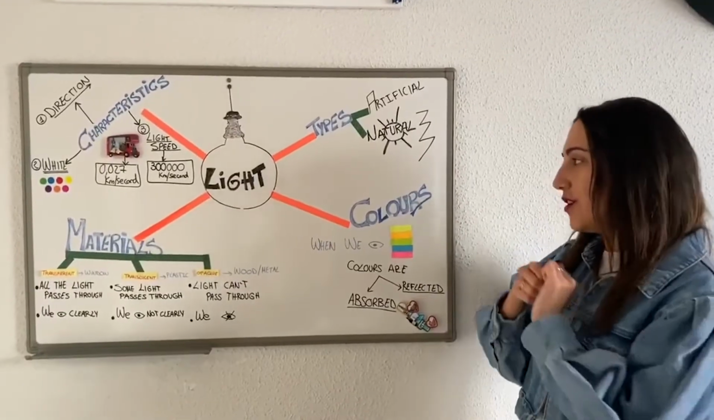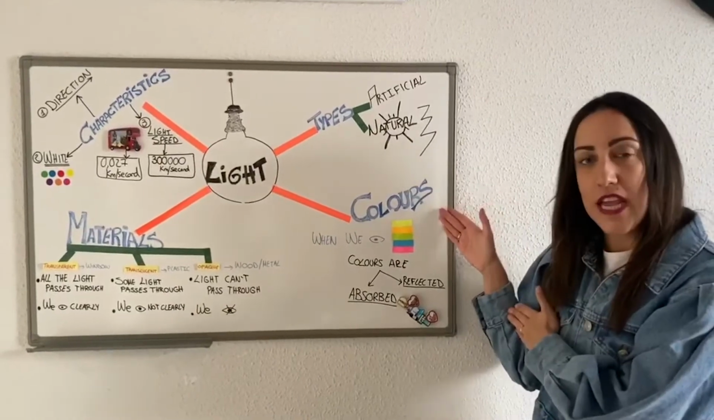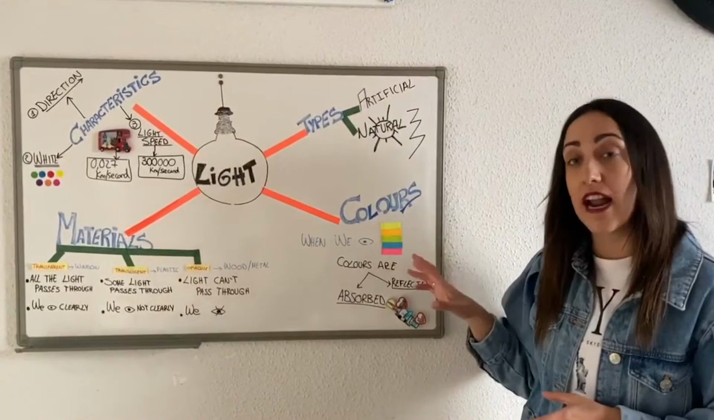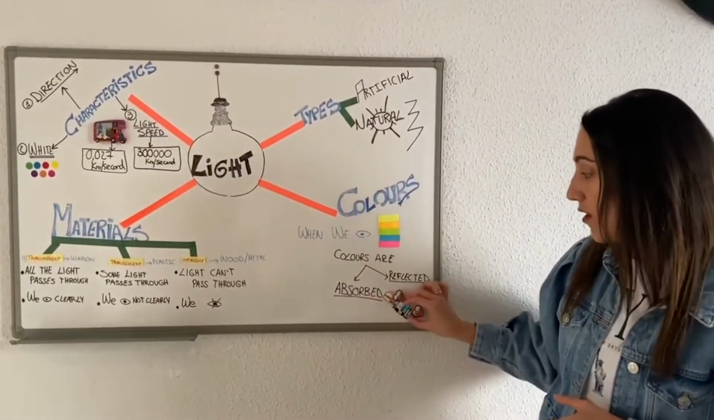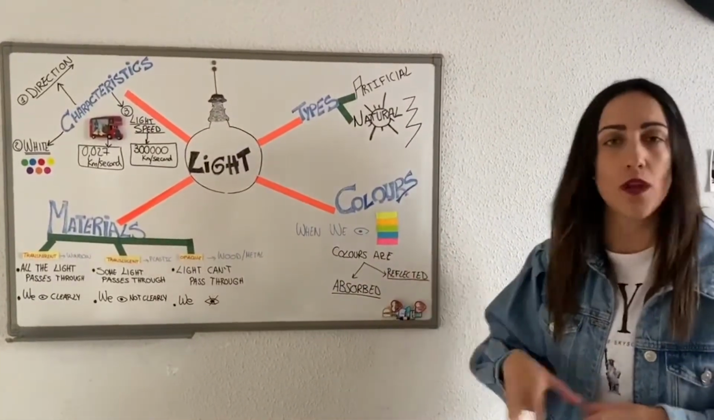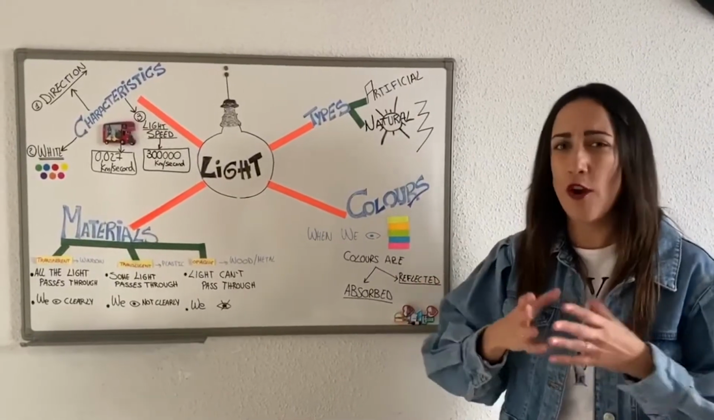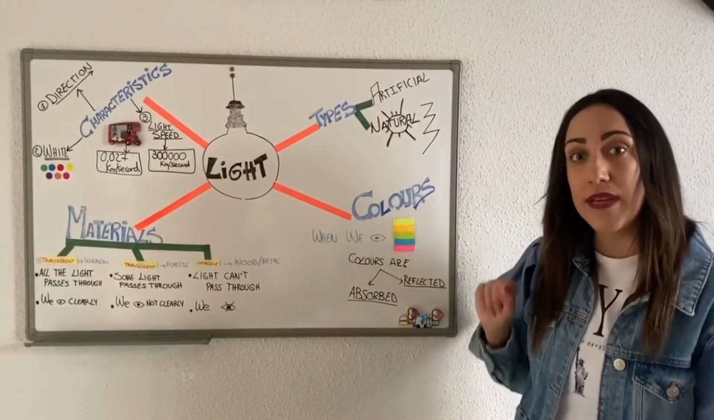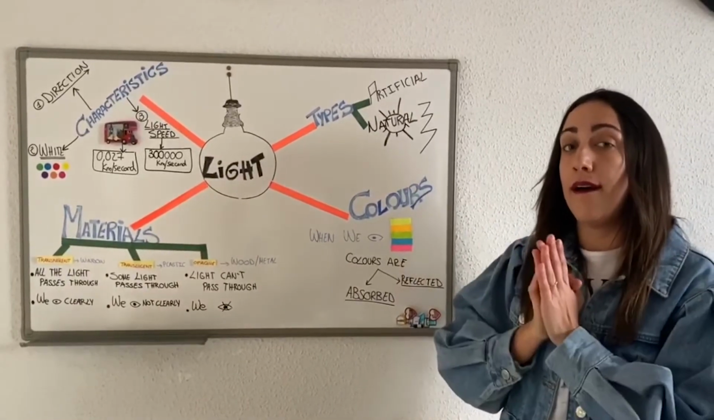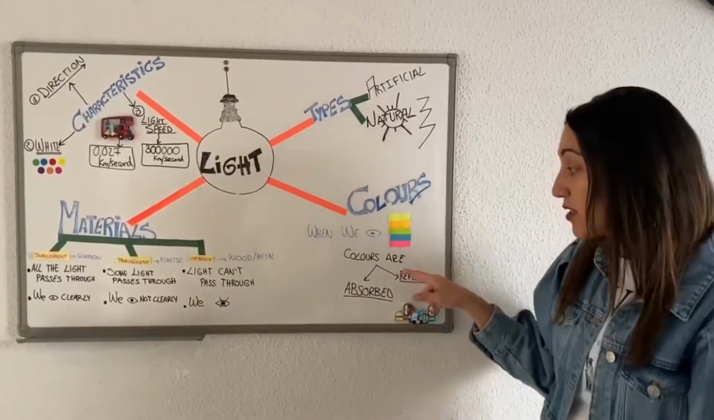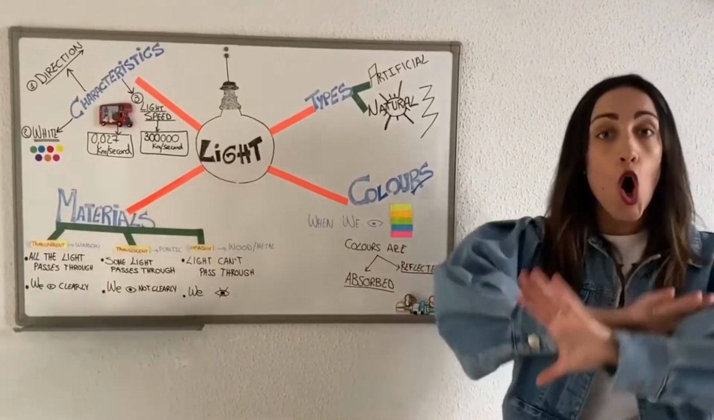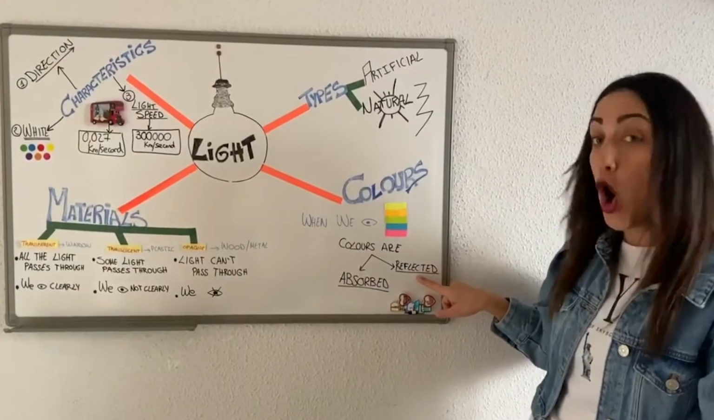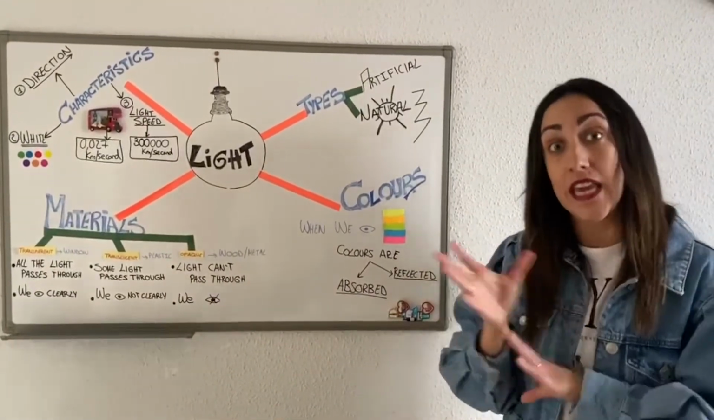Let's talk about light and colors. When we see any of those colors, there are some colors that are absorbed and other colors that are reflected. What is the meaning of that? Well, if we see yellow, that means that color absorbs all the colors and reflects only yellow. So because of that, we see yellow.